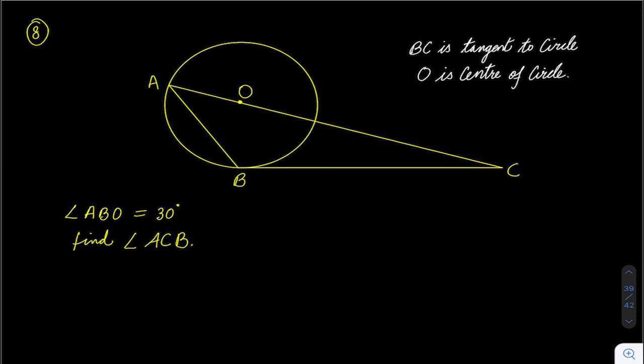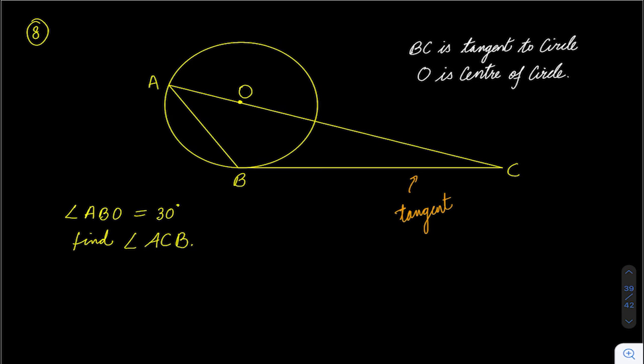Okay, a circle is given and O is center, BC is tangent. Okay, so this line is a tangent. So what do we know about tangents? What theorem? Two theorems are there. The tangents are equal if drawn from external point. That's one thing. And second was angle between radius and tangent is 90. But here tangent is given, radius is not given. Okay, so we will see.